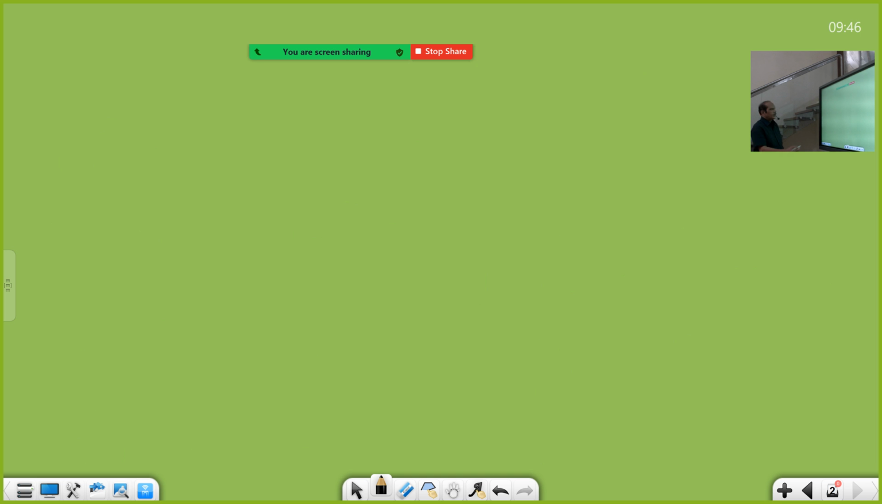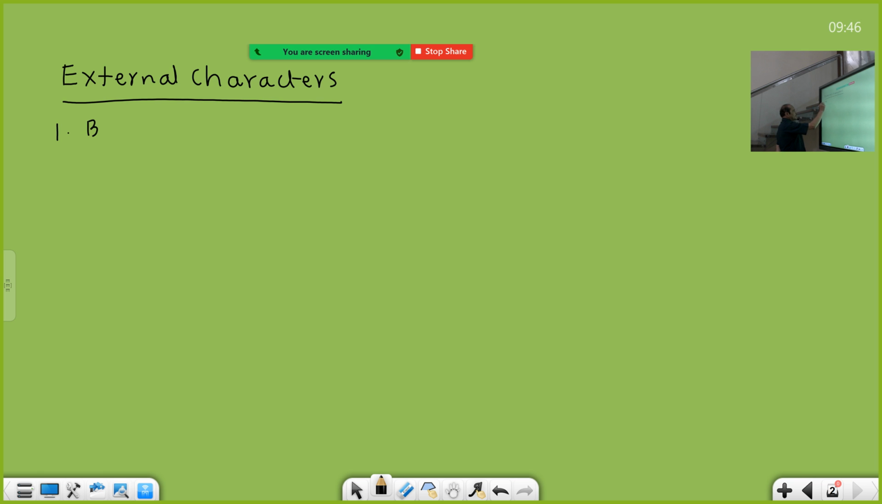And now, coming to the external characters, we are actually starting the description of the cockroach. Now we enter into the description of the cockroach. External characters. Regarding external characters, let us see, the body is dorso-ventrally flattened.